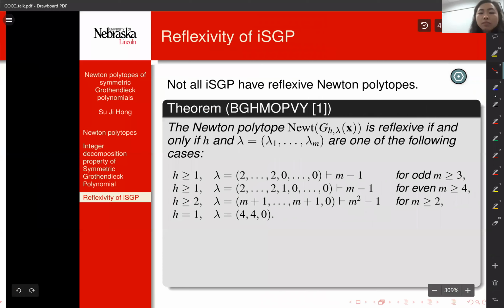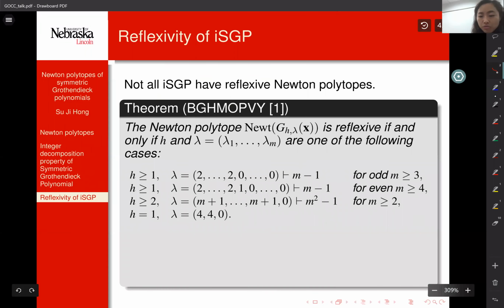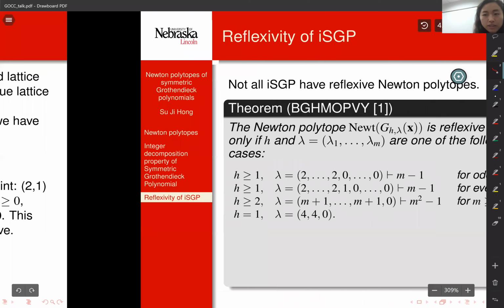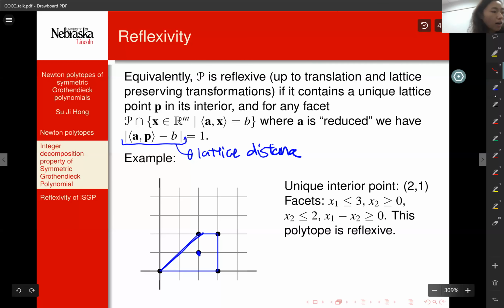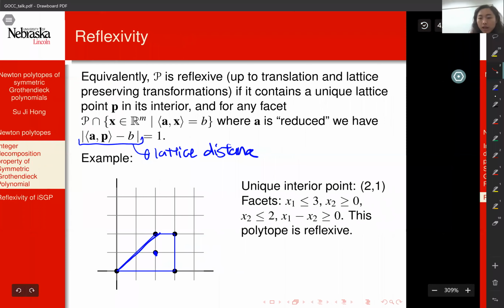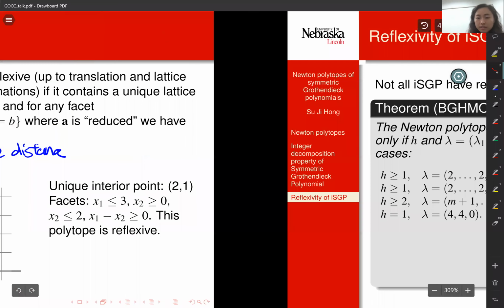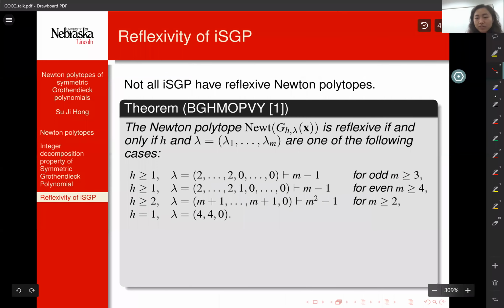So we actually used this fact. We used this definition of reflexivity to show which inflated symmetric Grothendieck polynomials have reflexive Newton polytopes. So here is the list. It's going to be reflexive if and only if H and lambda are one of the following.